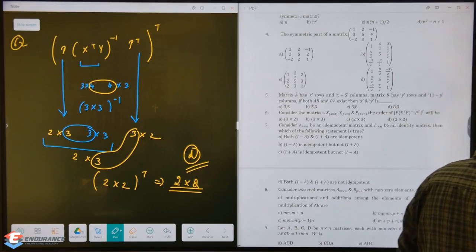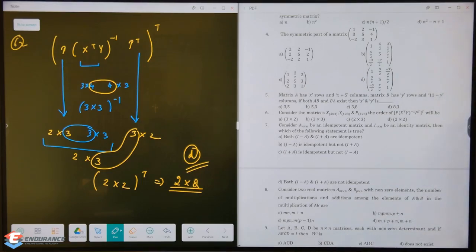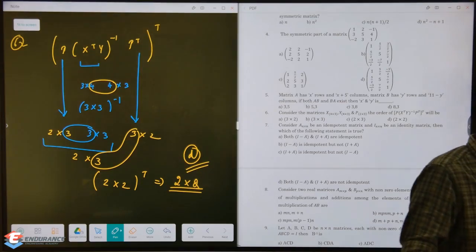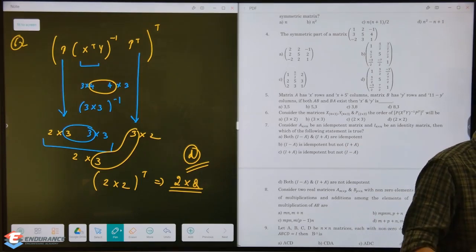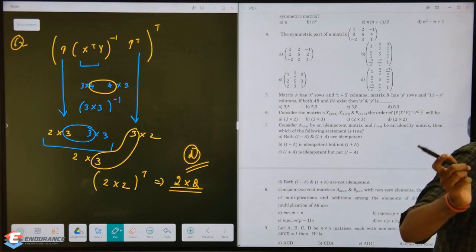I have not given the term right. I am saying inverse is not coming, non-singular matrix can use it. I am saying inverse. Shall I proceed? Next question. Question number 7.